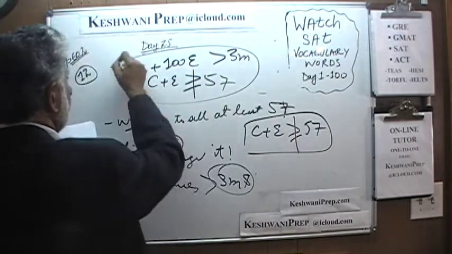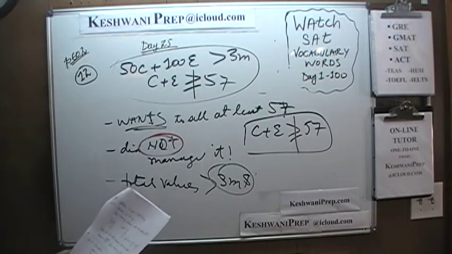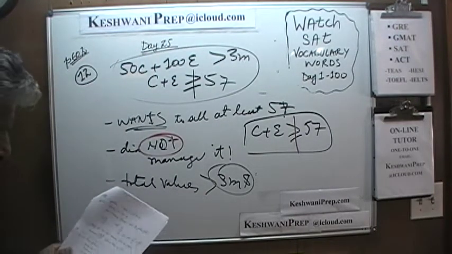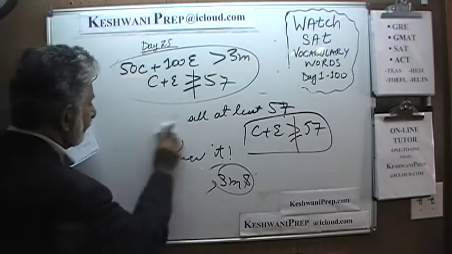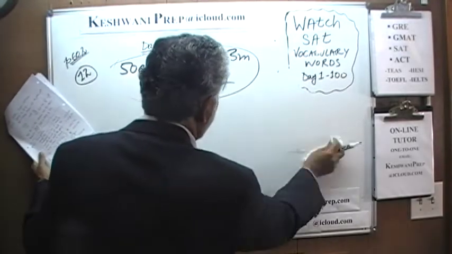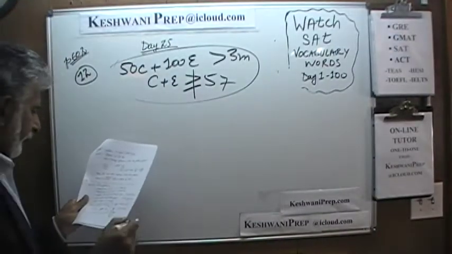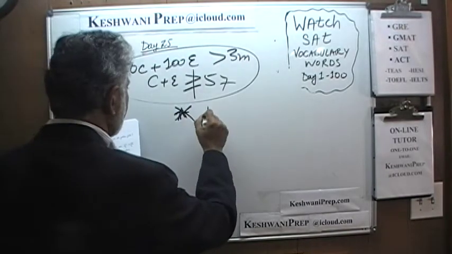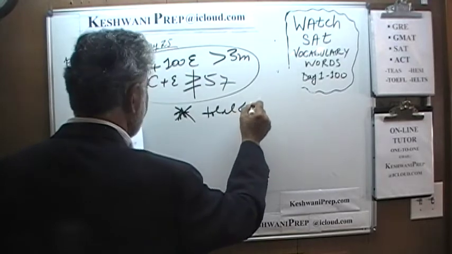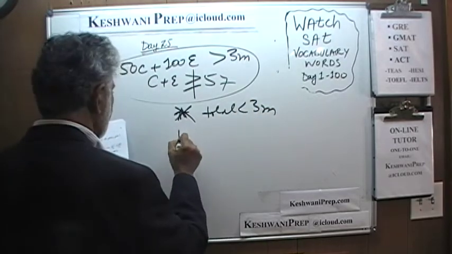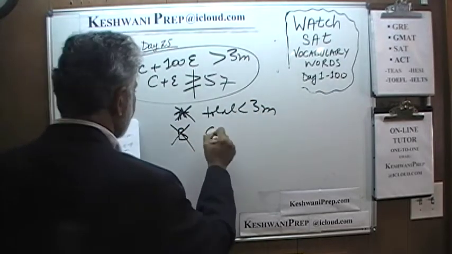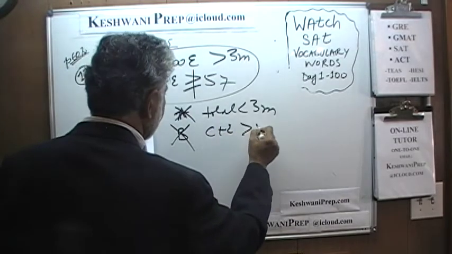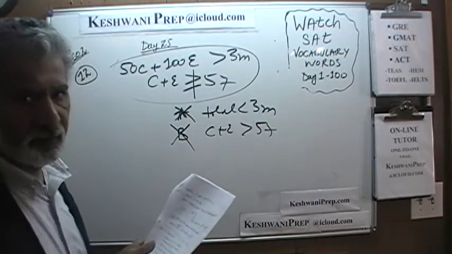There you go. Just go through the answer choices and see which one matches. That's what it is. It's not A. Because in A, the total is less than 3 million. It's not B, because C plus E, they tell us it's greater than 57. C plus E is not greater than 57.